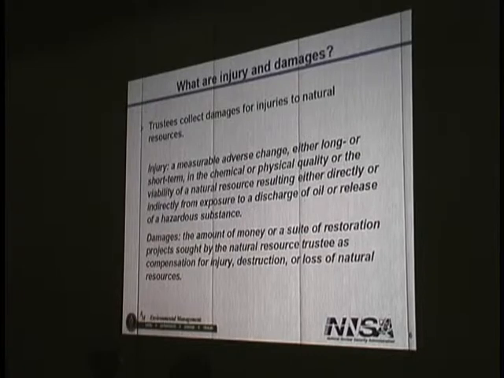So what are injuries and what are damages? The trustees collect damages for injuries to natural resources. Well, what's an injury? It's a measurable adverse impact or a change to either the chemical or physical quality of a natural resource resulting either directly or indirectly from a discharge of a hazardous substance. And what does damage mean? The damage is the amount of money or a suite of restoration projects that are sought by this trustee council to compensate for the injury, destruction, or loss of a natural resource or service thereof.